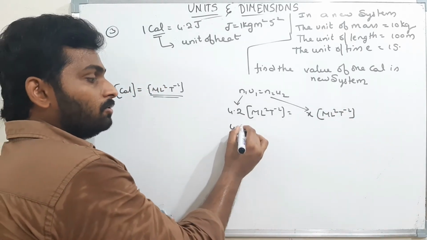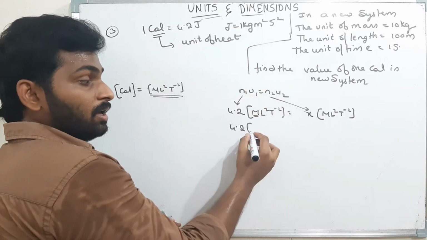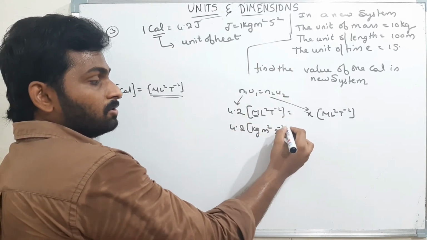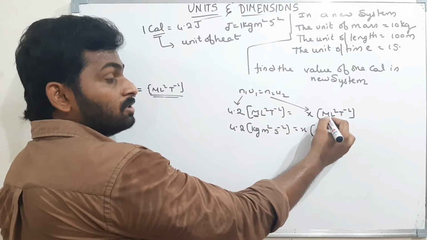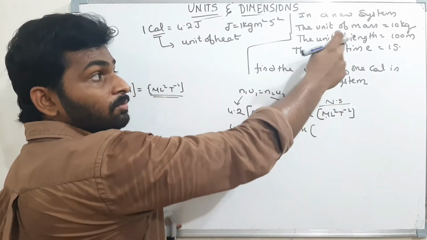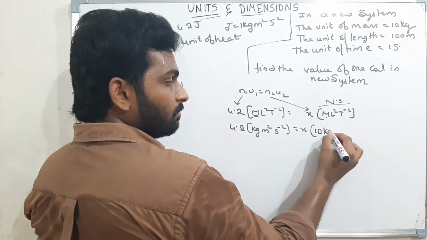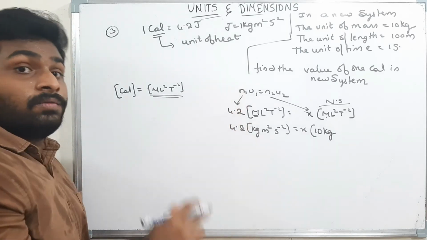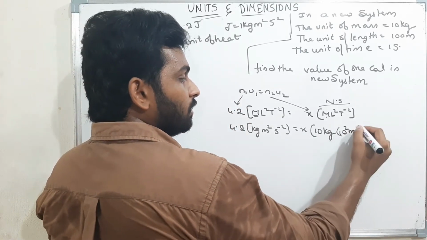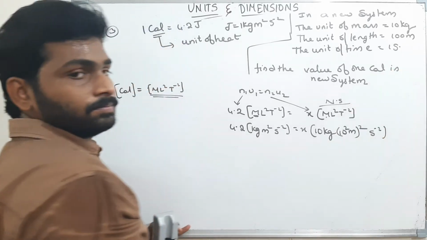Therefore, 4.2. What is it in the SI system? 1 joule is equal to how much? In kg, length is meter square, S minus 2, is equal to x. In this new system, what is the unit of mass? The unit of mass is 10 kg. Now, what is the unit of length? The unit of length is 100 meters. Therefore, 10 power 2 meters and it is whole square. Now, what is the unit of time? S minus 2. Second only.